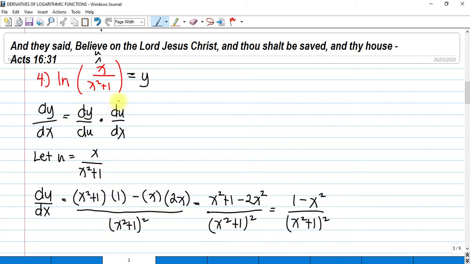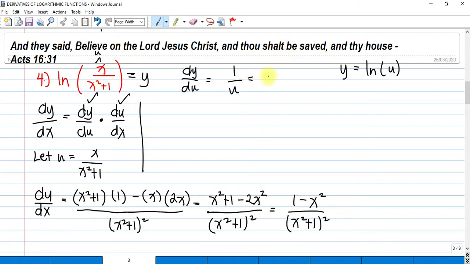So we already found the du over dx. How do we find the dy over du? Our problem is now rewritten: a while ago, we let x over x squared plus 1 equal u. So the original problem would now be y equals ln of u, because we substituted x over x squared plus 1 by u. So to get the derivative of y with respect to u, that is simply 1 over u.